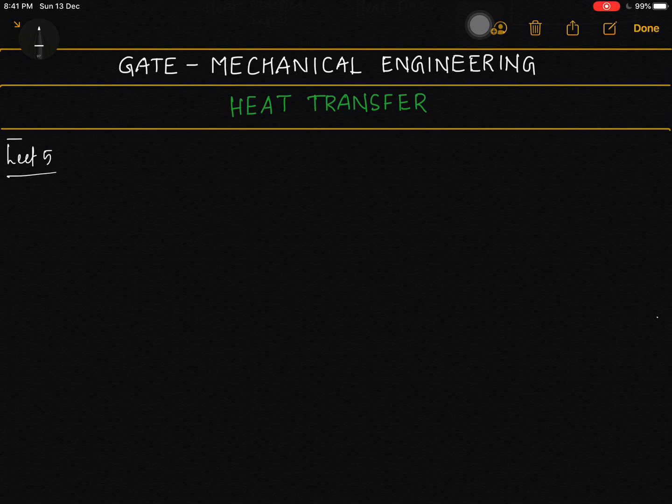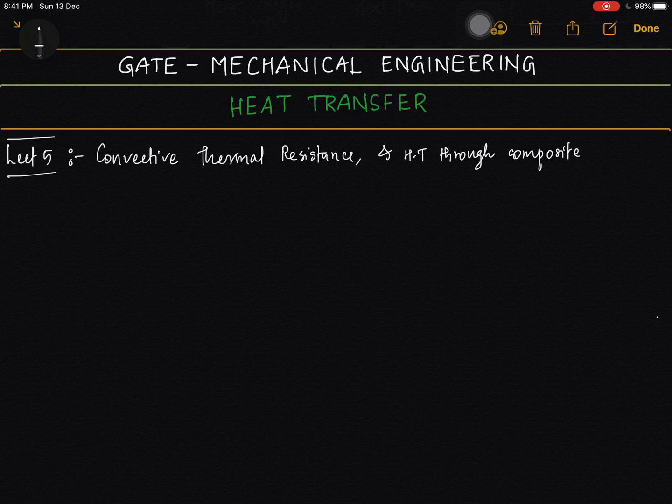Hi friends, this is the fifth lecture in the lecture series for the preparation of GATE in mechanical engineering. Today we will be dealing with a concept called convective thermal resistance, and also we will be dealing with heat transfer through composite objects. Okay. So let's go to the first topic, that is convective thermal resistance.